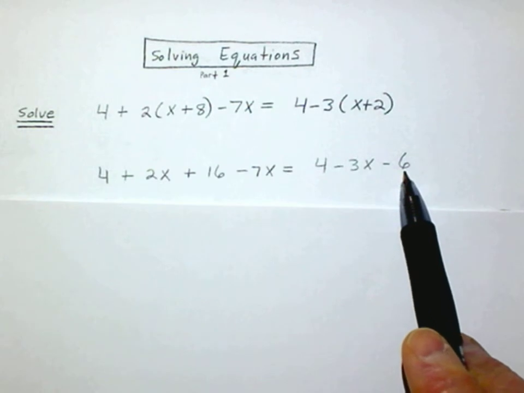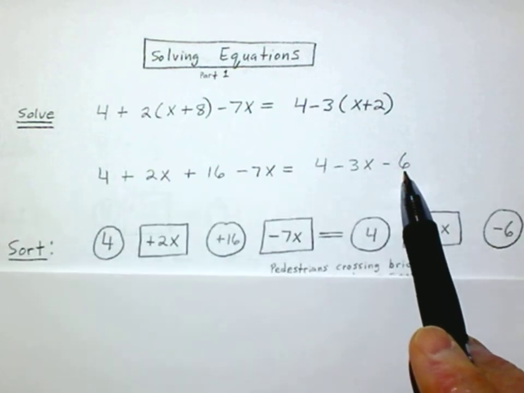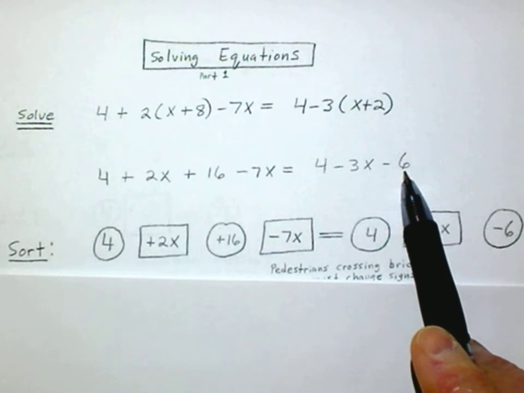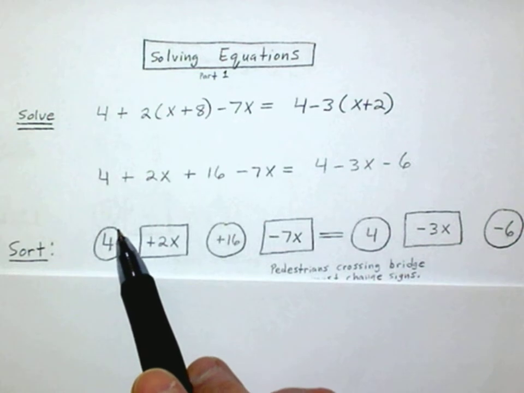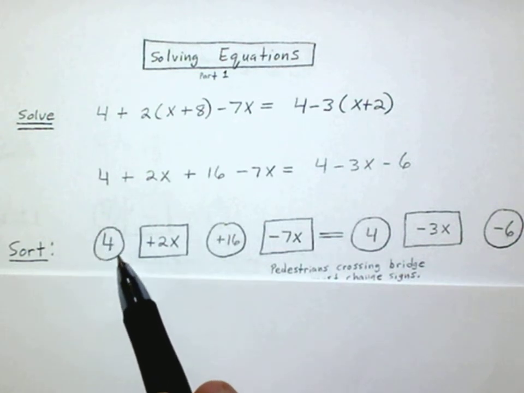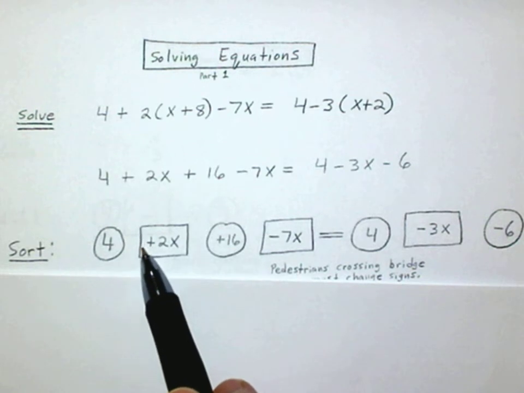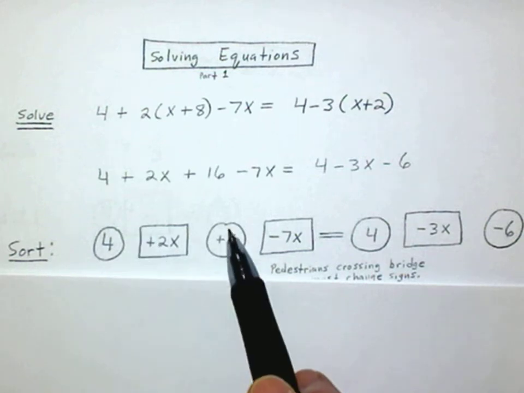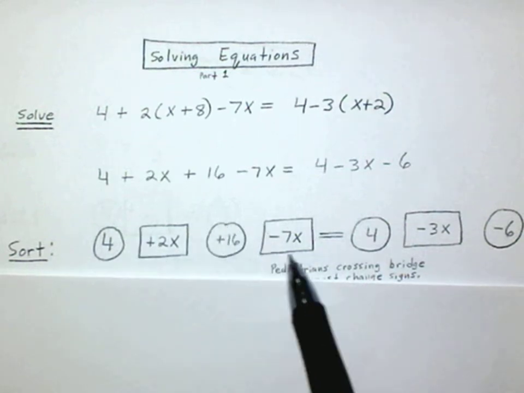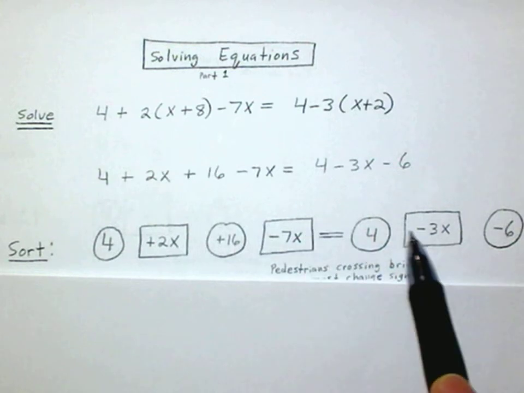Now that we have the parentheses out of the way, we're ready for the step that I call sorting. Remember that our goal is to get the letter on one side and the number on the other. So let's sort things out a bit. Let's put a circle around every term that does not contain x. Let's put a box around every term that does contain an x. Circle here, box here, and so on and so forth.